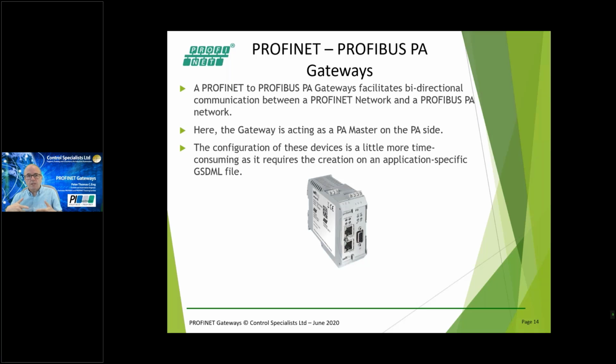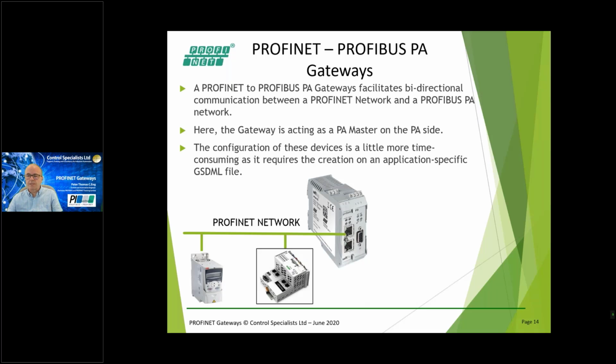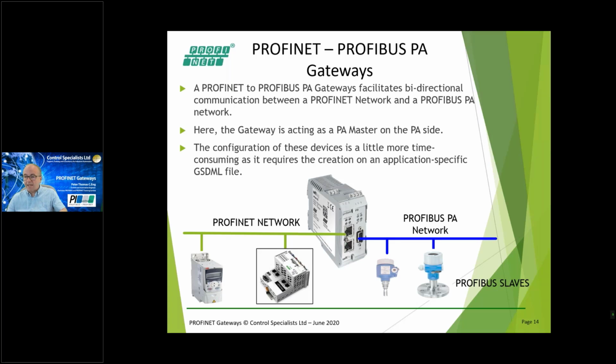So it means that in order to incorporate this into our hardware configuration, we're going to need to create an application specific GSDML file. And that means that the manufacturer of the PROFINET to PA gateway will have to give you the software to do that. And I'll briefly show you how that works. So on the left-hand side, just an ordinary PROFINET network. And again, this device will need to be incorporated as an IO device in the same way. And on the right-hand side, we're going to connect to our PA slaves using the normal PA cabling, etc.